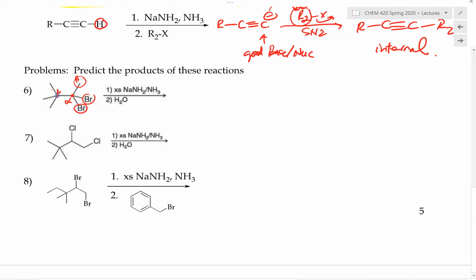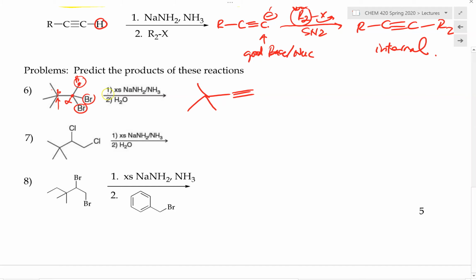We will not be able to form the alkyne on this carbon because it has no hydrogen on it. But the alkyne will be able to form between this alpha and this beta carbon, where there is a beta hydrogen. So in the course of this reaction, we'll be able to form this triple bond. So that will be the product of this reaction.